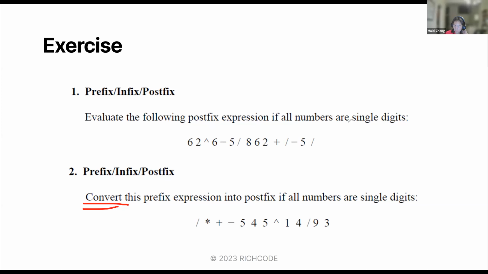Okay, everybody, I think there's a little bit of confusion. Remember that all these numbers are single digits, so this isn't 93. This is just 9 and then 3. And we're working with prefix now, not postfix. So you might need to redo a little bit.